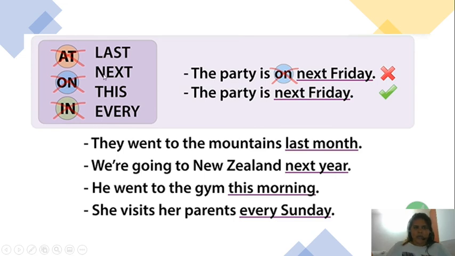And guys, when we're talking about last, next, this, and every, we don't use any of the prepositions. We don't say at, we don't say on, we don't say in. So the party is on next Friday. Wrong. The party is next Friday. Okay? They went to the mountains last month. We're going to New Zealand next year. He went to the gym this morning. She visits her parents every Sunday.